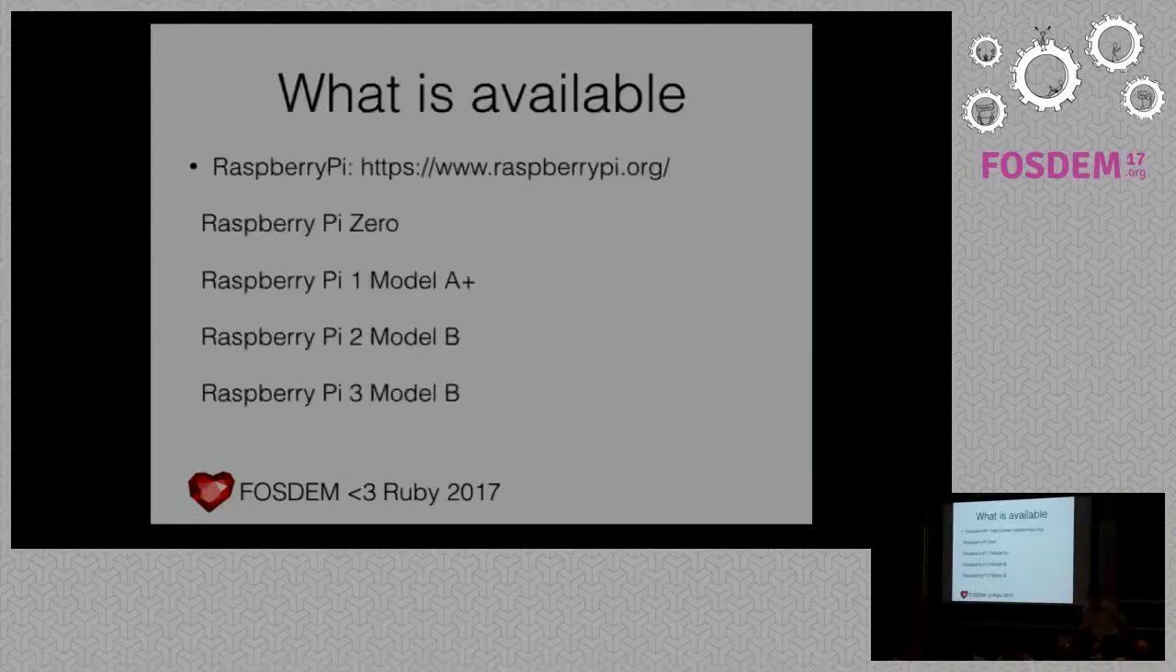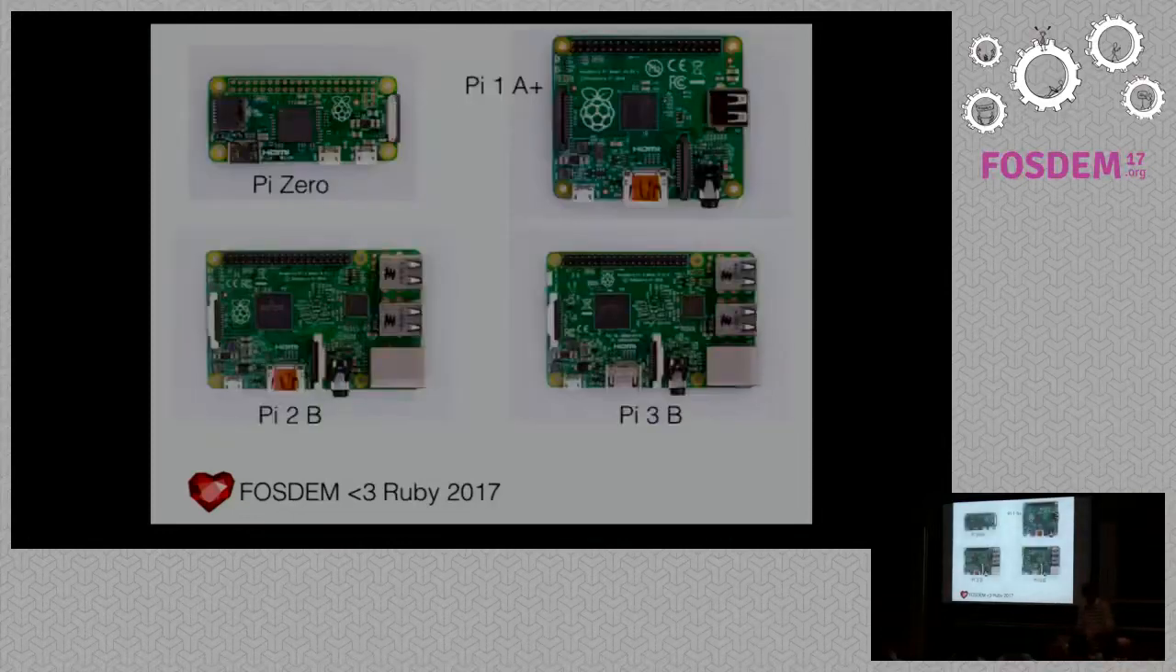So what is available? Let's talk Raspberry Pi. You have Pi 0, Pi 1 Model A, Pi 2 Model B, Pi 3 Model B. These are the ones available now. And a little bit of a visual for you. Pi 0, Pi 1, all of them, they pretty much look the same, with differences in size.